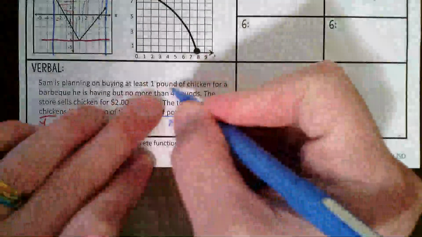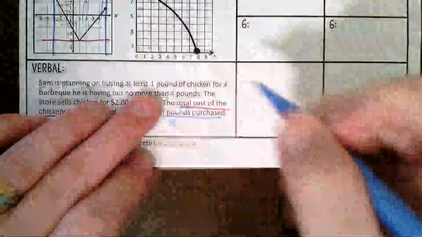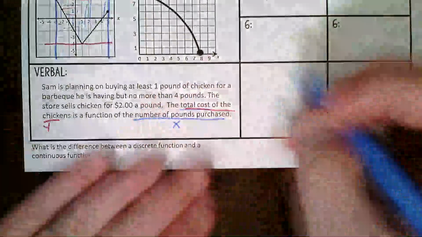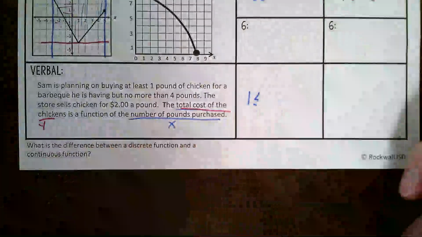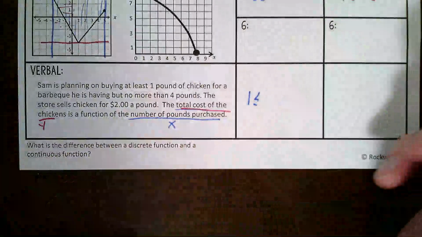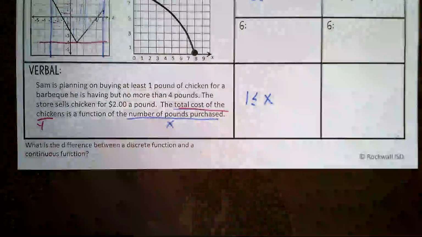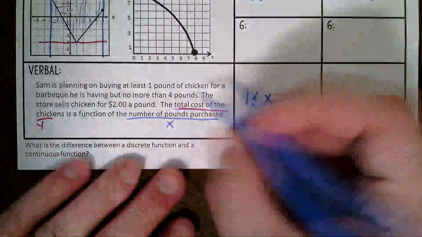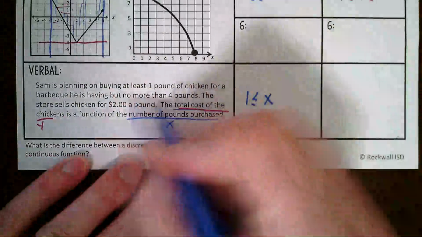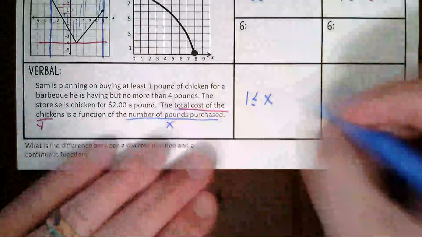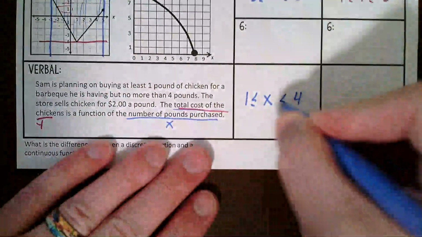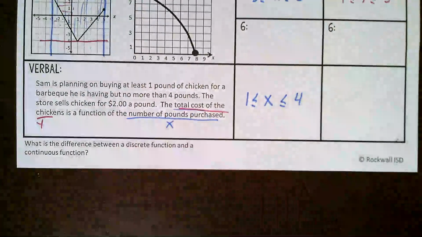So he plans on buying at least 1 pound. So if he's buying at least 1 pound, he could buy 1 pound. That's the very least that he could. And again, that's our x values for the barbecue, but no more than 4 pounds. So he could buy all the way up to 4 pounds, all the way up and including 4 pounds.